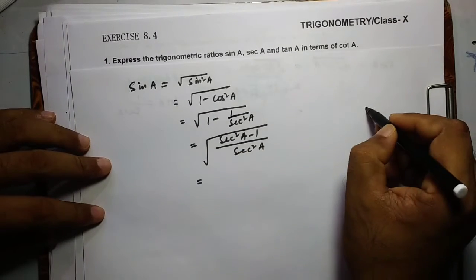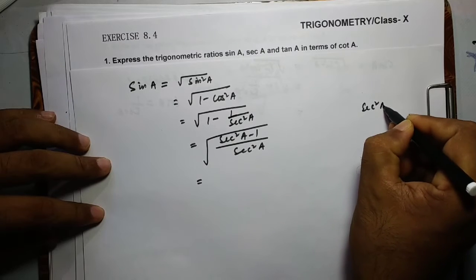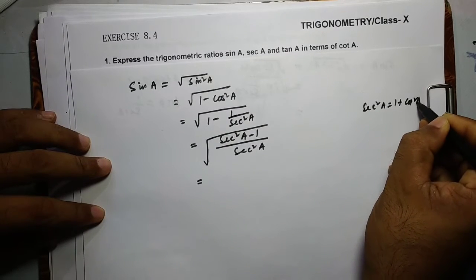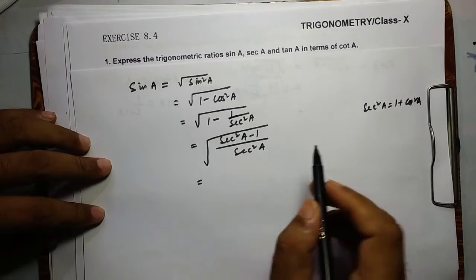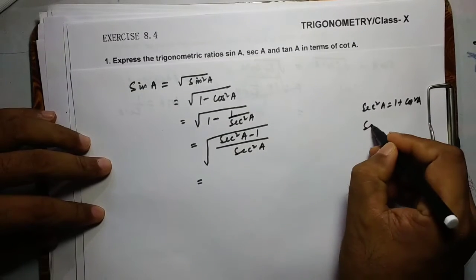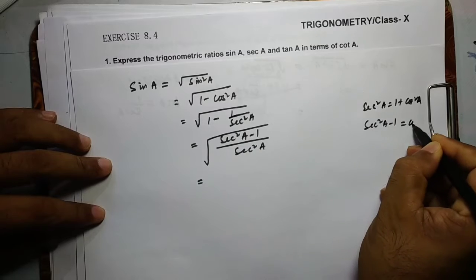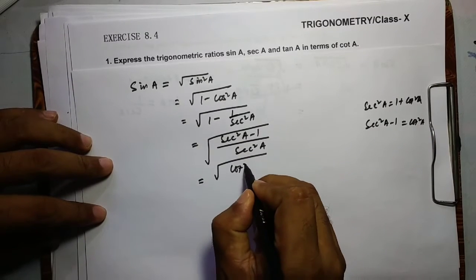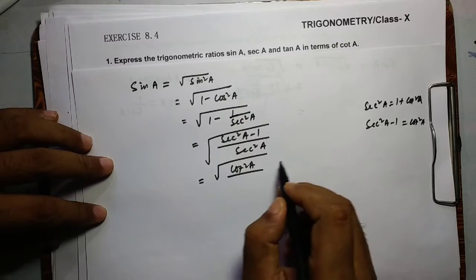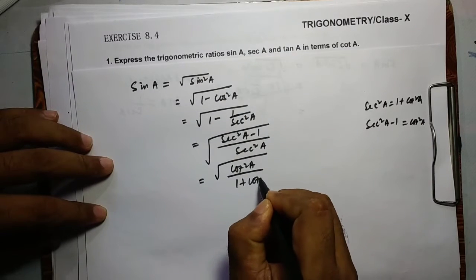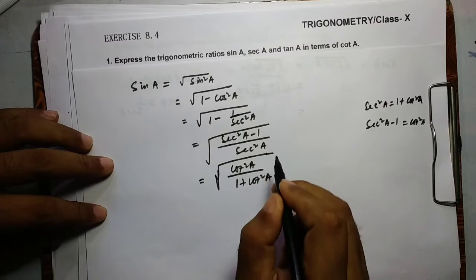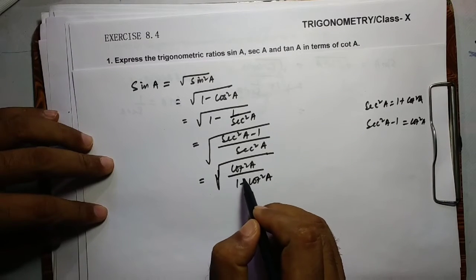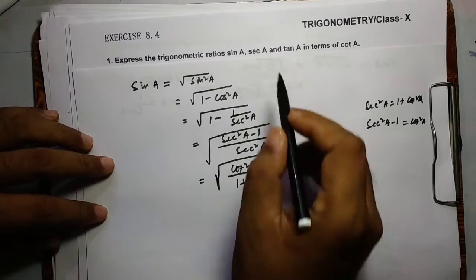And from this we know sec square A equals 1 plus cot square A. So sec square A minus 1 equals cot square A. So we will write this is cot square A and this is sec square A, where sec square A is 1 plus cot square A. So sin A is equal to root of cot square A over 1 plus cot square A.